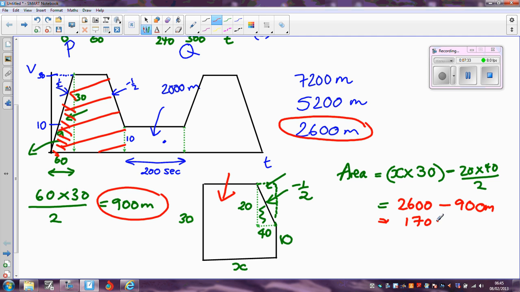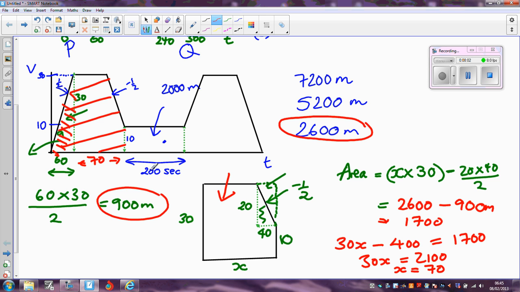1,700. So if we calculate all of this, what we've got there is 30x minus 20 times 40 divided by 2, well, that's 800 divided by 2, well, that's 400. That must equal 1,700. So 30x is going to equal 2,100, which gives us x equaling 70 seconds. There we go. So there's my x, which is 70 seconds.